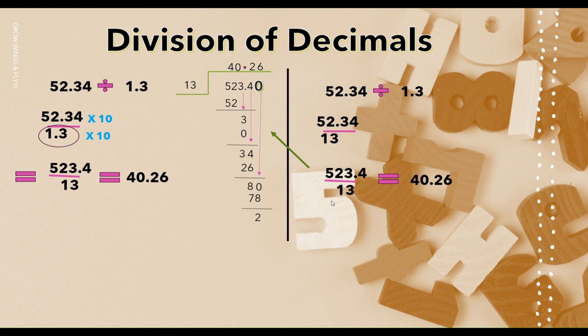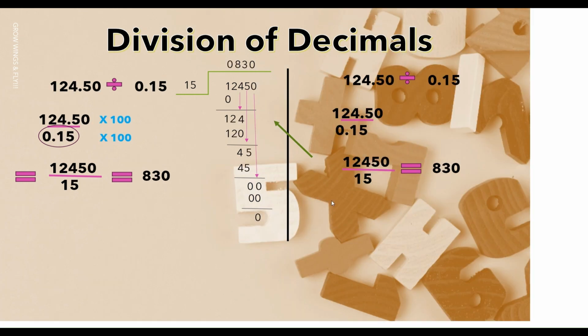On the right is the method you can follow once you have mastered how to do this. If you look at the denominator in the next question, there are 2 digits after the decimal point in the denominator. So, we multiply both the numerator and denominator with 100. When we divide, 12 will not go in 15. So, we do 15 times 0. This will give us 12 as the remainder. We bring the next number, 4 to make the number 124.